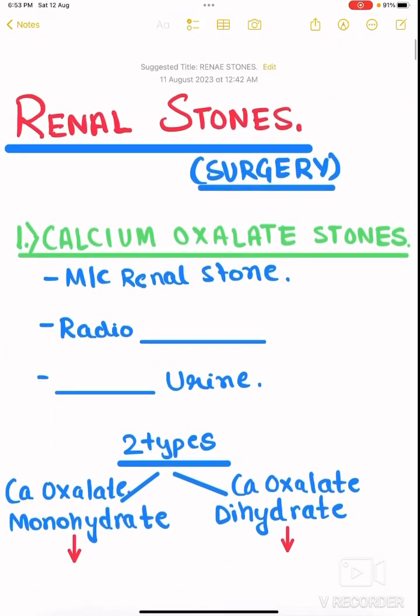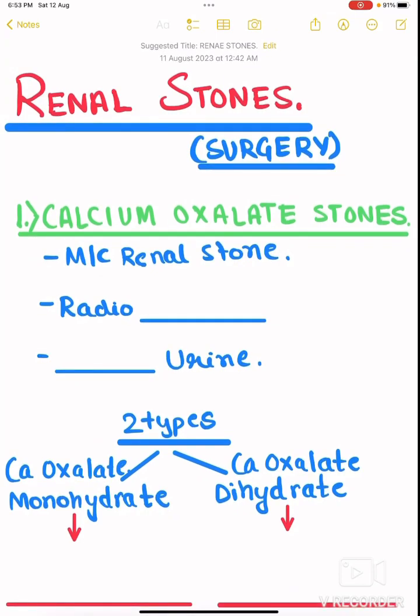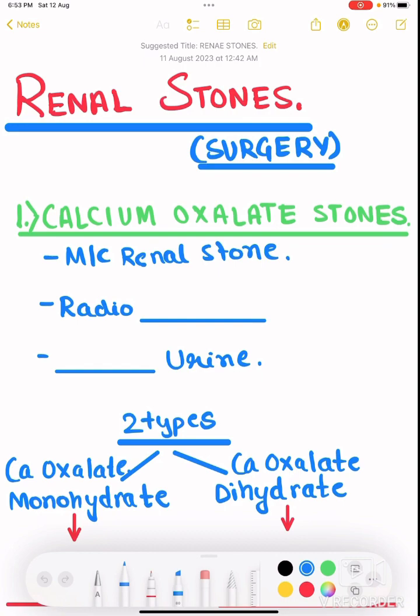There are different types of stone. So starting with calcium oxalate stone. It is the most common type of renal stone. The most common type of renal stone is actually calcium oxalate stone. So is it radio opaque or radiolucent? Very important thing that it is radio opaque.